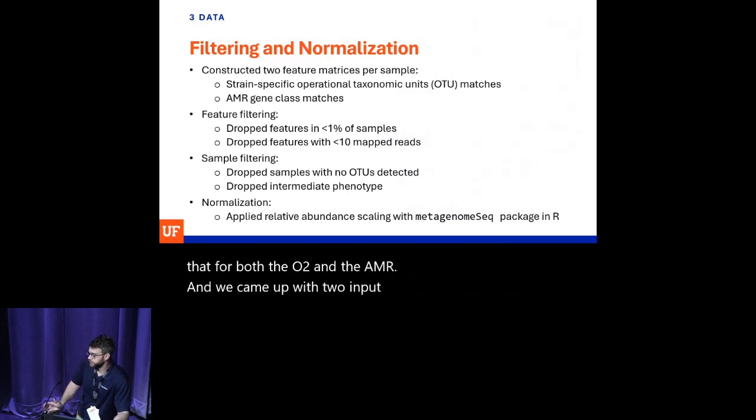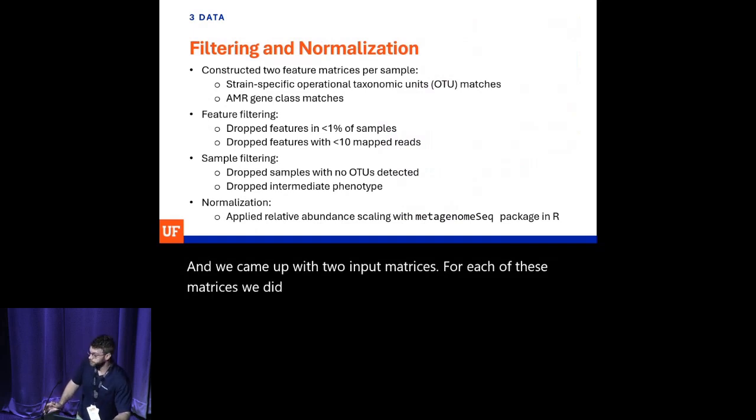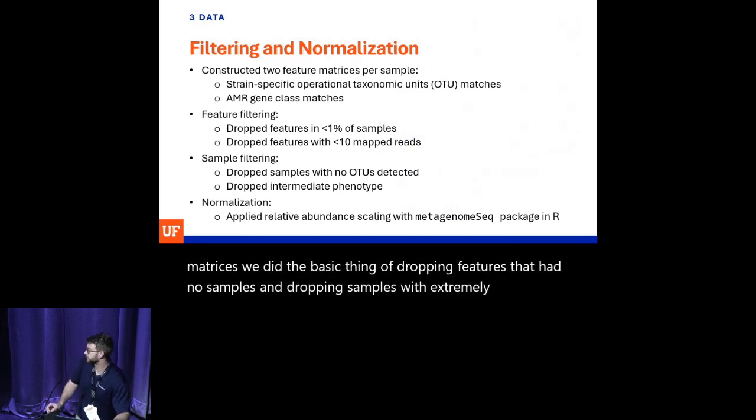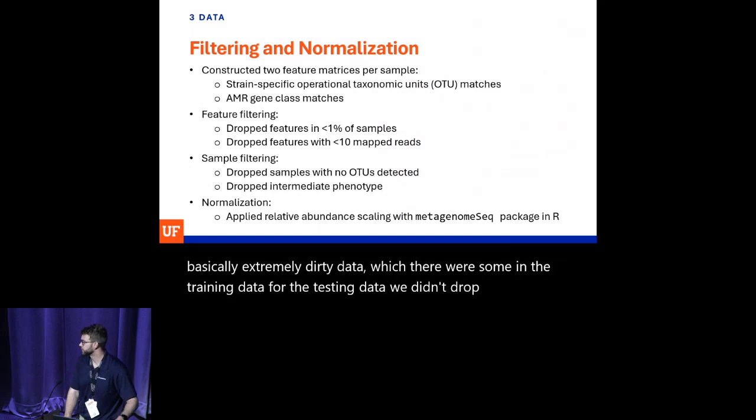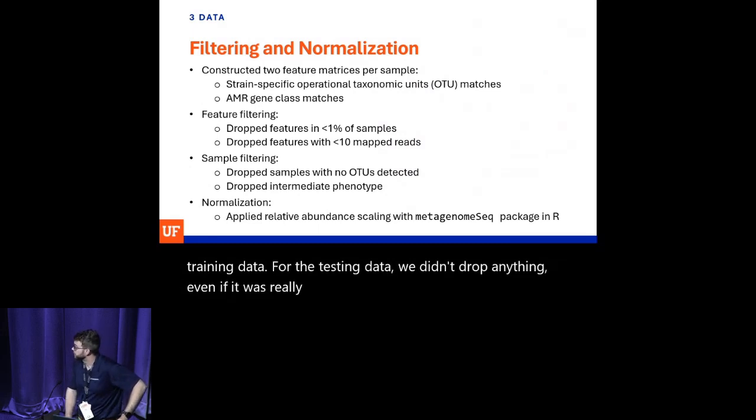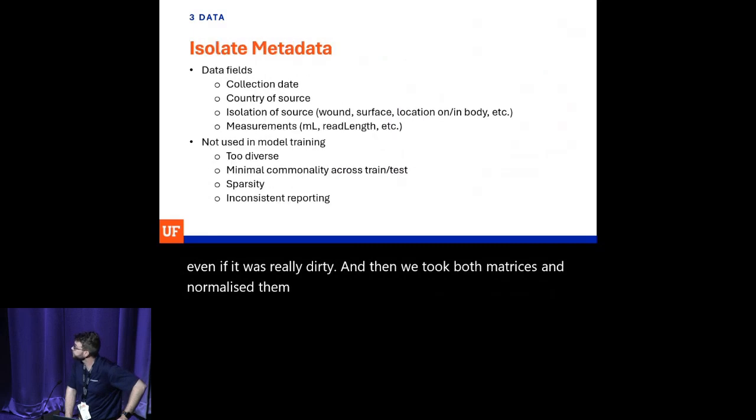For each of these matrices, we did the basic thing of dropping features that had no samples and dropping samples with extremely low reads, basically extremely dirty data, which there were some in the training data. For the testing data, we didn't drop anything, even if it was really dirty. And then we took both matrices and normalized them and smacked them together.